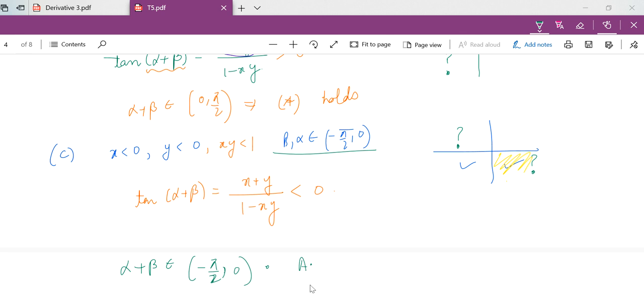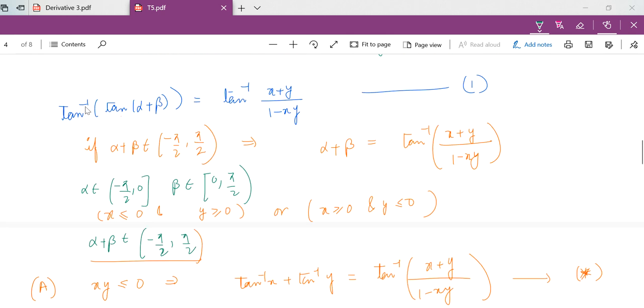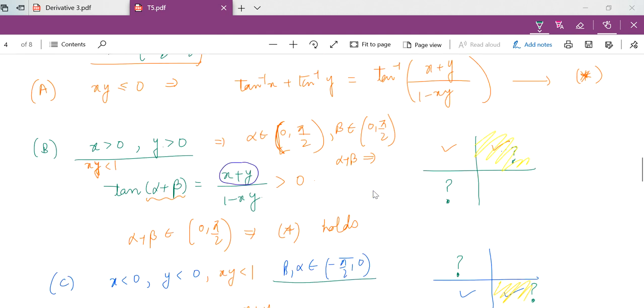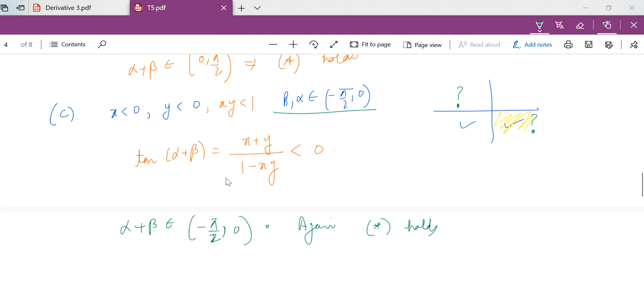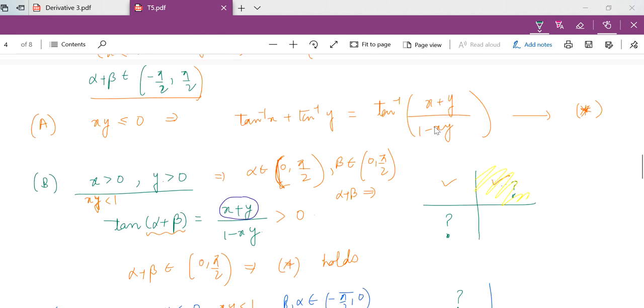Again what? Star holds. Okay, star holds. Because you are in the subset of negative pi over 2. So tan inverse of tan of alpha plus beta is alpha plus beta. Okay, and this holds. Perfect. So what did we say till now? We just said that it doesn't matter what my x and y are, because you have considered all the cases: opposite signs, same signs, till my xy is less than 1, we are good. If my xy is less than 1, my star holds.